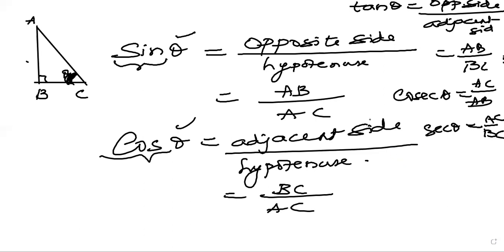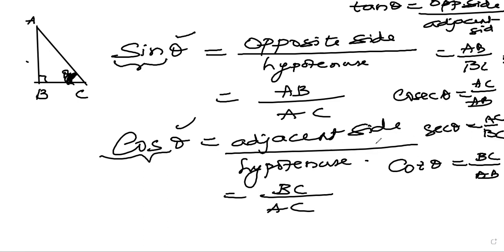Cot is the reciprocal of tan. Tan is BC upon AB, to be adjacent side upon hypotenuse. So remember, got it? Sine, cos, tan, cosec, sec, cot. Sine, cos, tan, cosec, sec, cot.